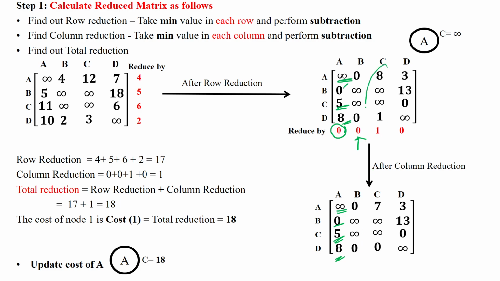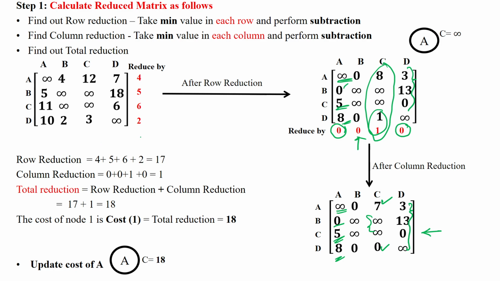Here we are getting 1 as the minimum element, so 8 minus 1 is 7. Here both are infinity, and 1 minus 1 is 0. Then here the minimum element is 0, so nothing will change for this column, so the same elements are repeated. So this is the reduced matrix after the first step.